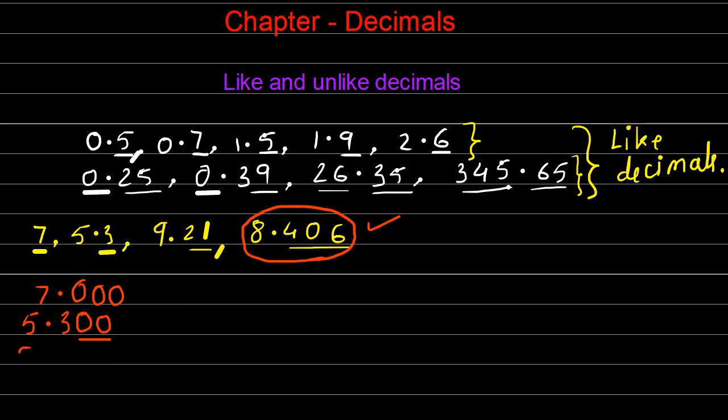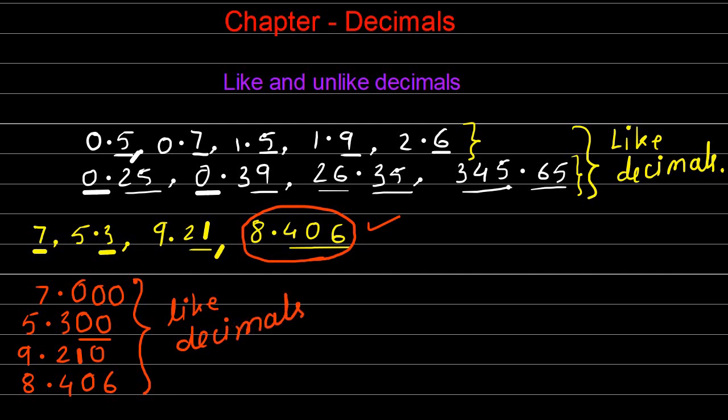Next number is 9.21. Here there are 2 places. We need 3. So let's place 1 zero, and then we have 8.406, which already has 3 places. Now we have made all these decimals like decimals. Clear now how to convert unlike decimals into like decimals.